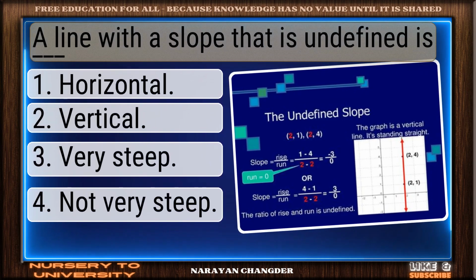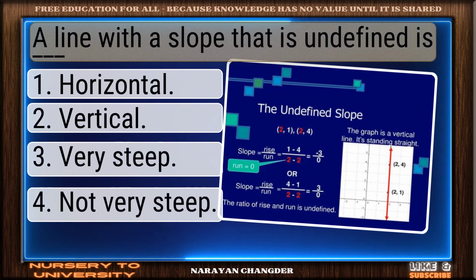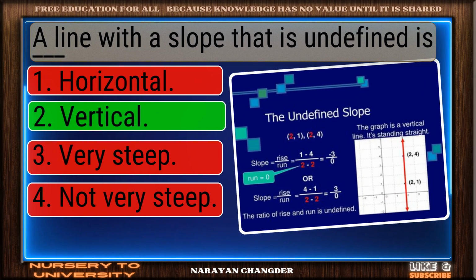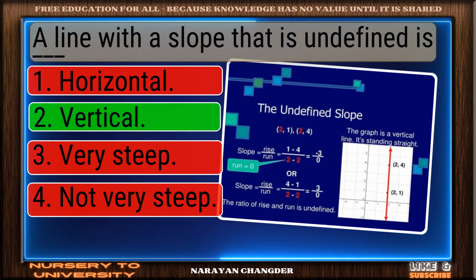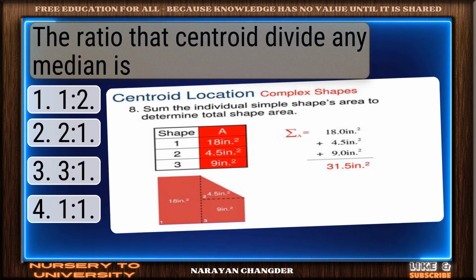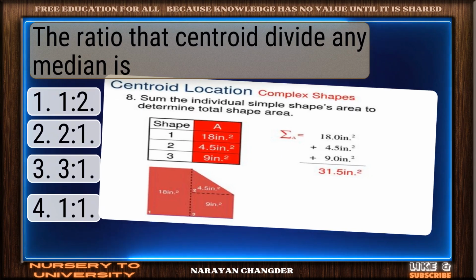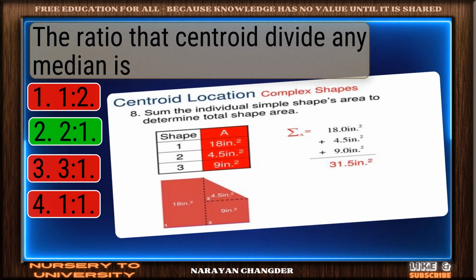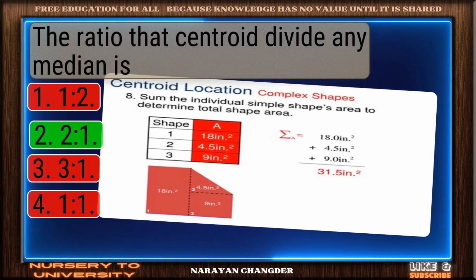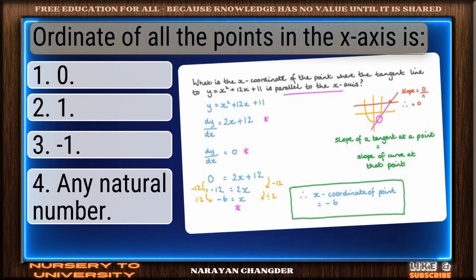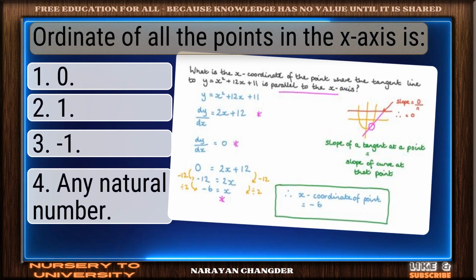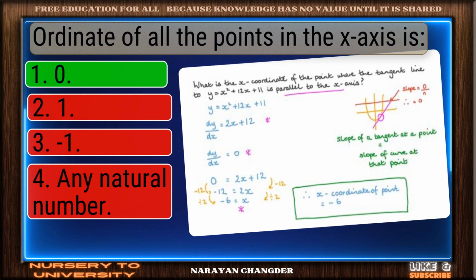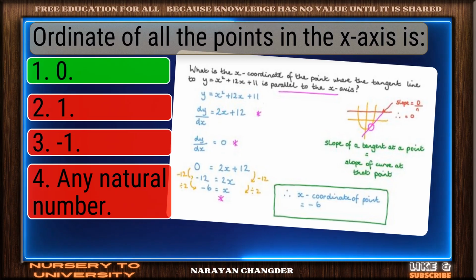Question number 138. A line with a slope that is undefined is a dash. Sharp thinking. Vertical is the right choice. Question number 139. The ratio that centroid divide any median is. Great job. 2:1 is the accurate answer. Question number 140. Ordinate of all the points in the x-axis is. On track. 0 is the correct answer.